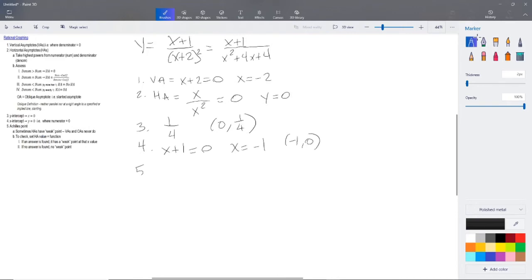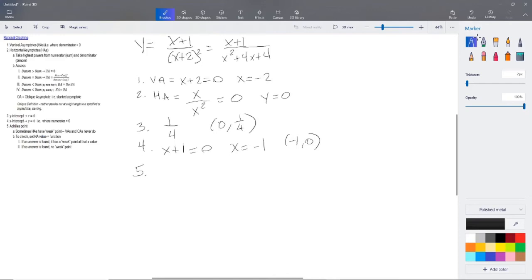And then for step 5, normally we have to check this stuff. But when your horizontal asymptote is 0 and you have an x-intercept, you've essentially already satisfied the work on number 5, the weak point. This has a weak point because it's saying I have a horizontal asymptote, which is a line that nothing can touch, and then yet again I have an x-intercept that's right on that same line.